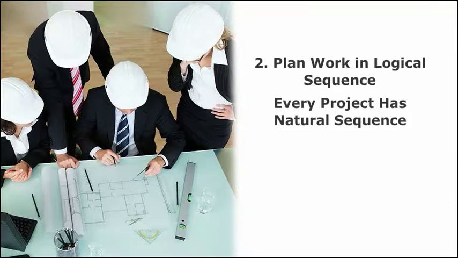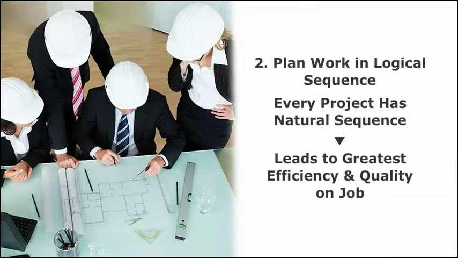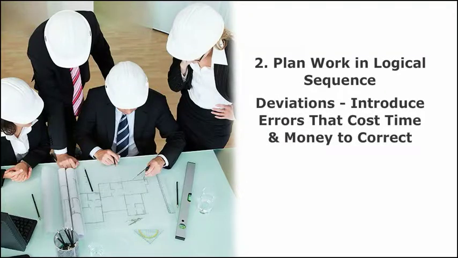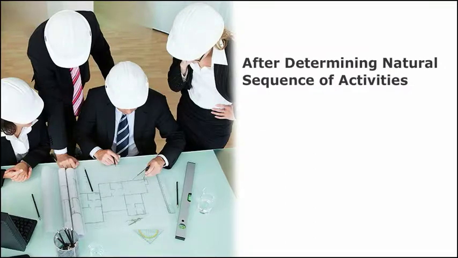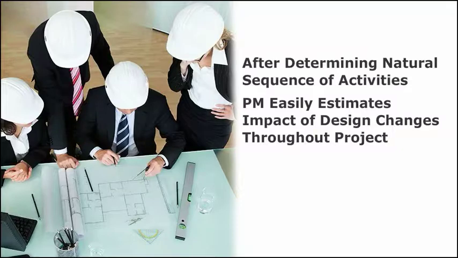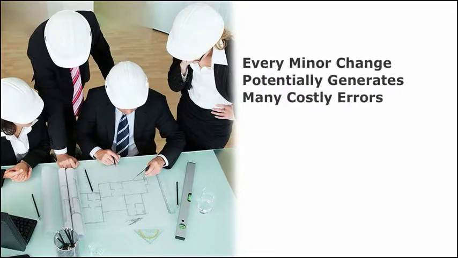Every project has a natural sequence of activities that leads to the greatest efficiency and quality on the job. Deviations from this natural sequence introduce errors that cost time and money to correct. After determining the natural sequence of activities, the PM can estimate more easily the impact of design changes throughout the project. Changes can be made at relatively low cost during the early stages of a project. Once the production effort is in full swing, however, every minor change potentially generates many costly errors.